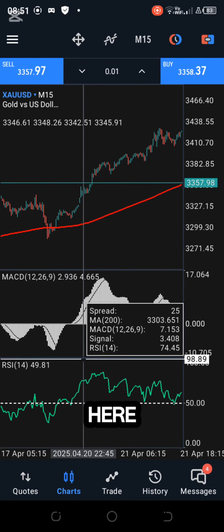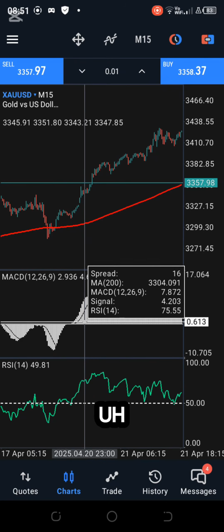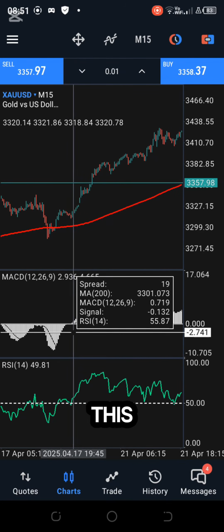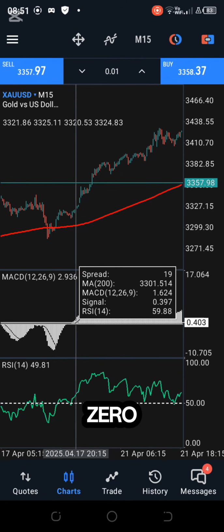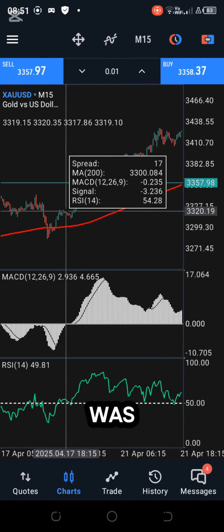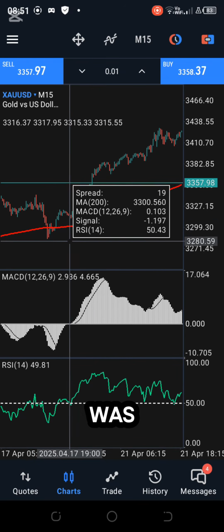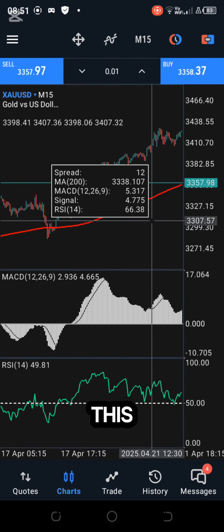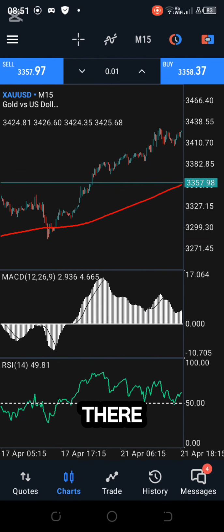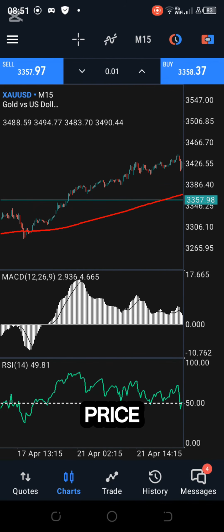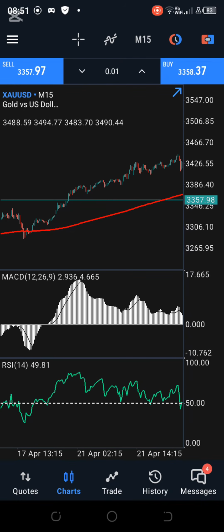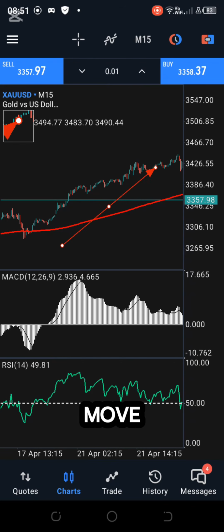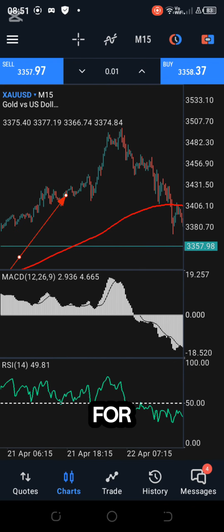Then if you look here on the histogram of the MACD, at this particular level we had a crossing. The MACD main line crosses above 0, and if you check the main line, it was still above this level. Our stop loss was going to be placed just below this recent swing low, and from there you can see price started to move upwards. So we're going to enter right around here, and you can see it continued for a very long time.